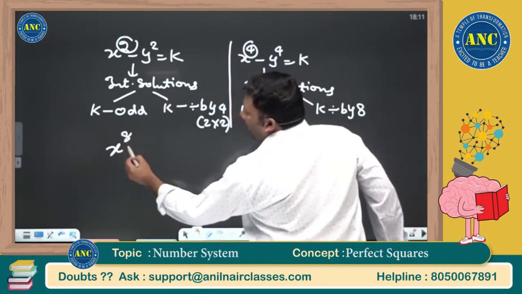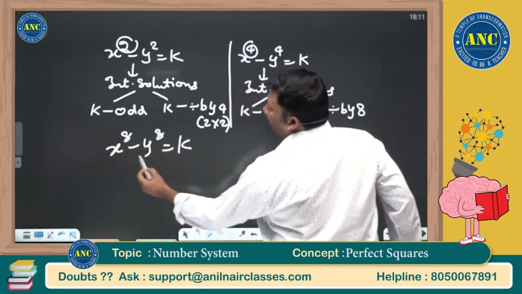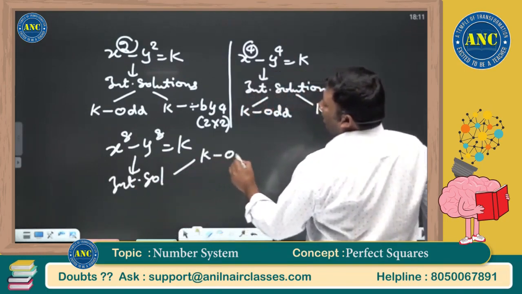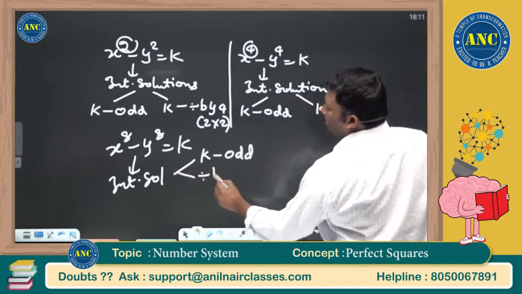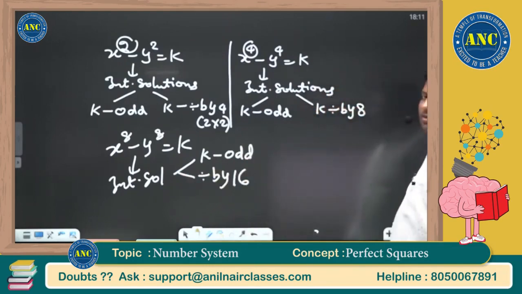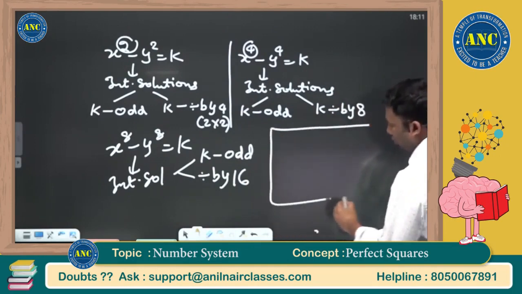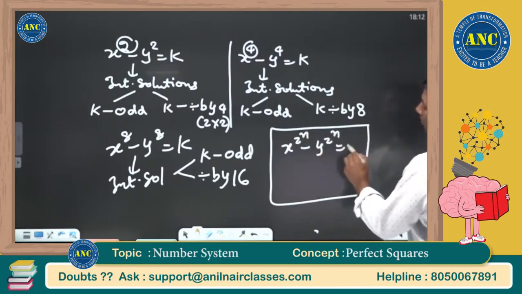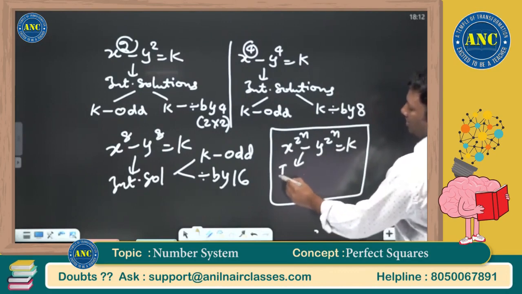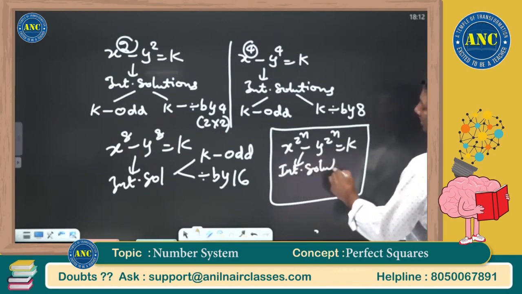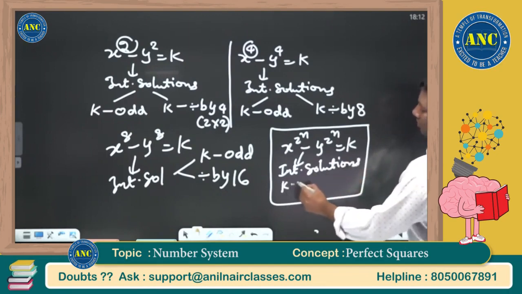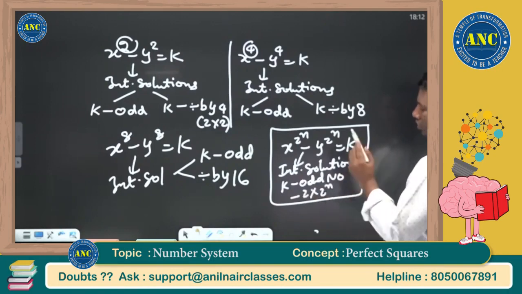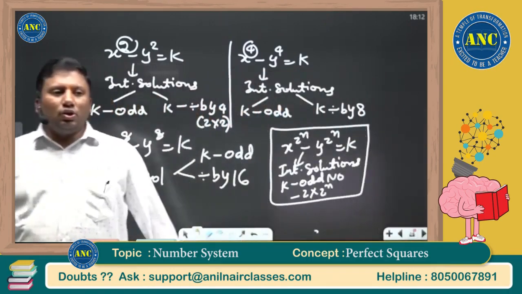Suppose it is x power 8 minus y power 8 equivalent to k. This equation has integral solutions when k is an odd number or k is divisible by 16. Please write down this beautiful conclusion: x power 2 power n minus y power 2 power n equivalent to k. This equation has integral solutions when k is an odd number or k is divisible by 2 into 2 power n.